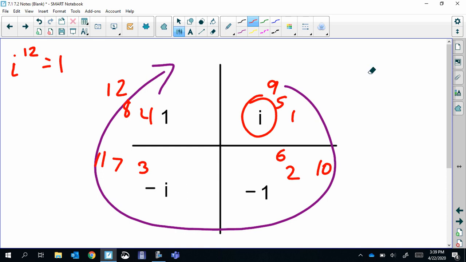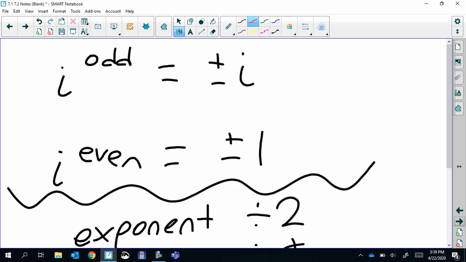Counting could take a while, obviously, if it said something like i to the 96th. So there's another trick for that. If you don't like counting, maybe you've seen this one before. If it's an odd power or an even power, that tells you right away what it's going to be. If it's going to be i or 1, it just doesn't tell you if it's going to be positive or negative.